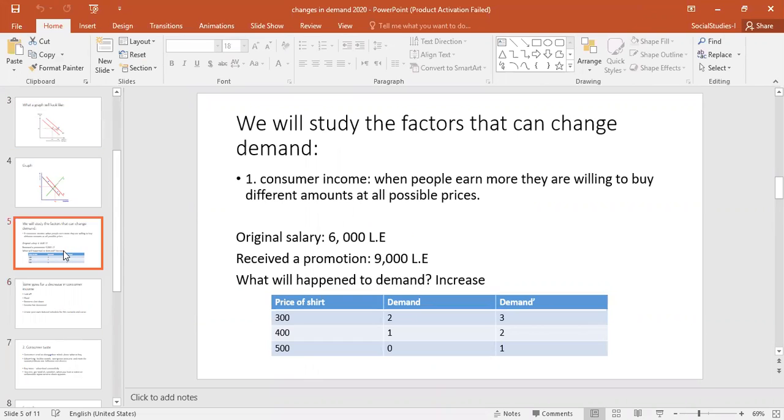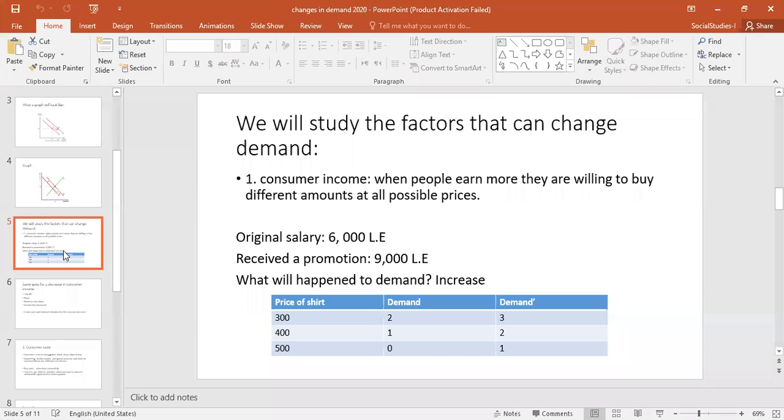Okay. So the first factor, other than price, remember, price is remaining constant. Price is not changing. But here, what is influencing me is not the price of the shirt, but actually the increase in income that I'm making. So here, what is the factor called? Again, it's called consumer income.